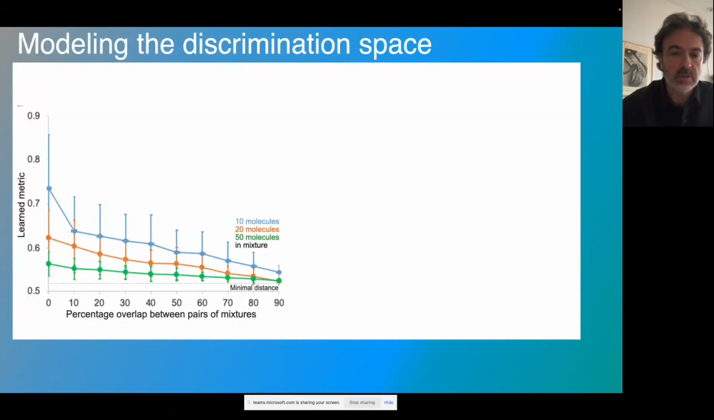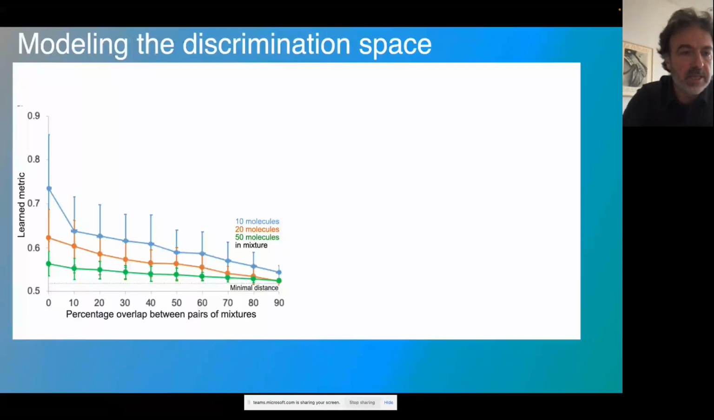Okay, so just to end this part, one of the things that you can do now that you have a model is predict distances between any set of mixtures. What we did here is take 100 molecules and try to predict distances between mixtures by changing the percentage overlap. So we start getting a shape of what the space looks like. Again, the more mixtures you have, it seems you get into this olfactory white noise where everything starts smelling similarly.